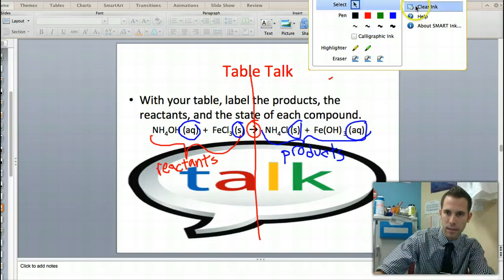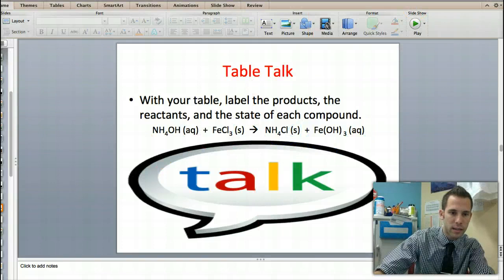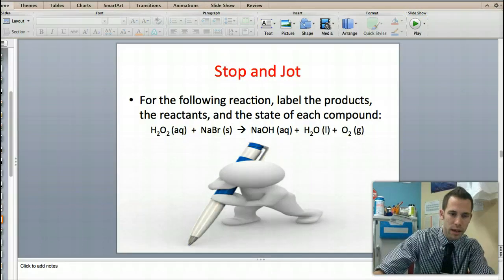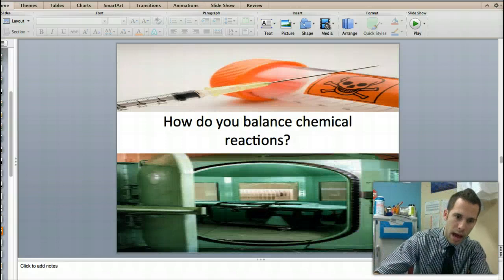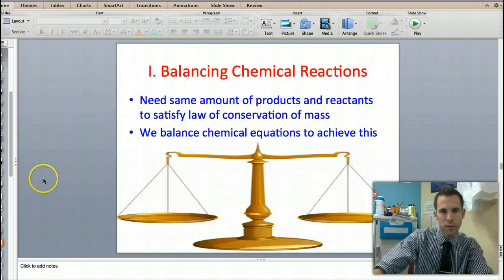Hope that makes sense. Give the next one a try to see if you got it, and we'll be moving right in to balancing chemical equations. And now it's about to get real.